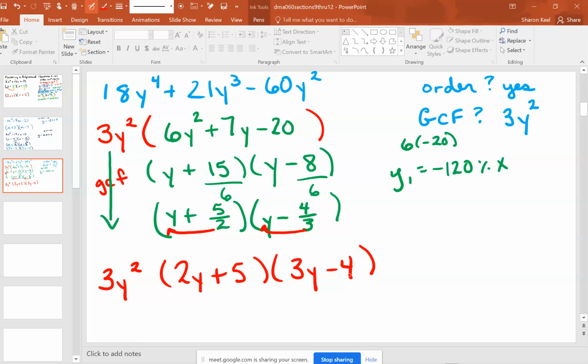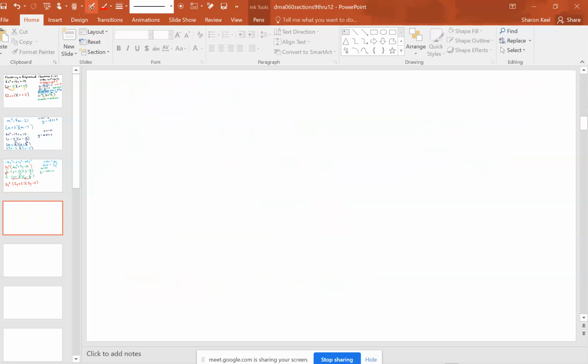Okay, let me give you another one. Let's say you are given, let's say 24 plus m squared minus 10m. If I give you this, the first thing I hope that you recognize is you want to always ask yourself, is it in the correct order? For this one, no, it's not. It needs to be in descending order. So we're going to put it in descending order. M squared would be first, minus 10m is second, and plus 24 is third.